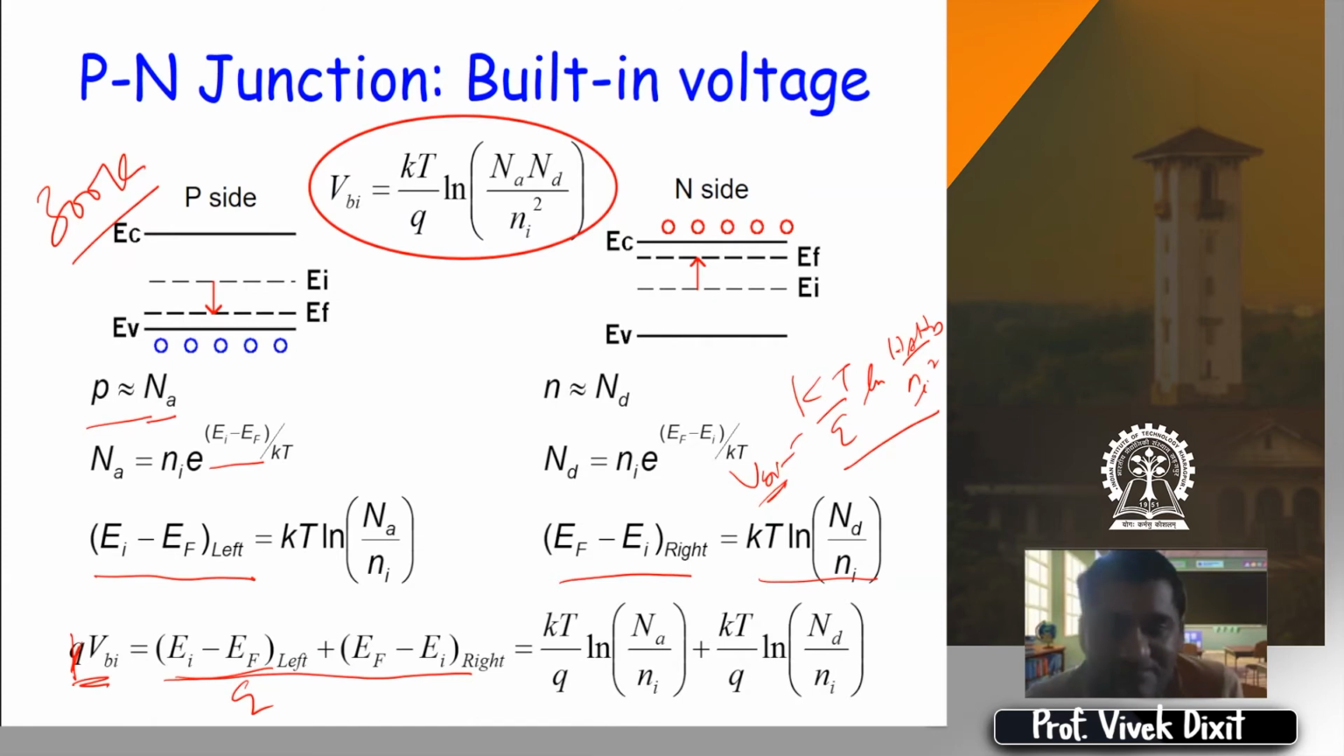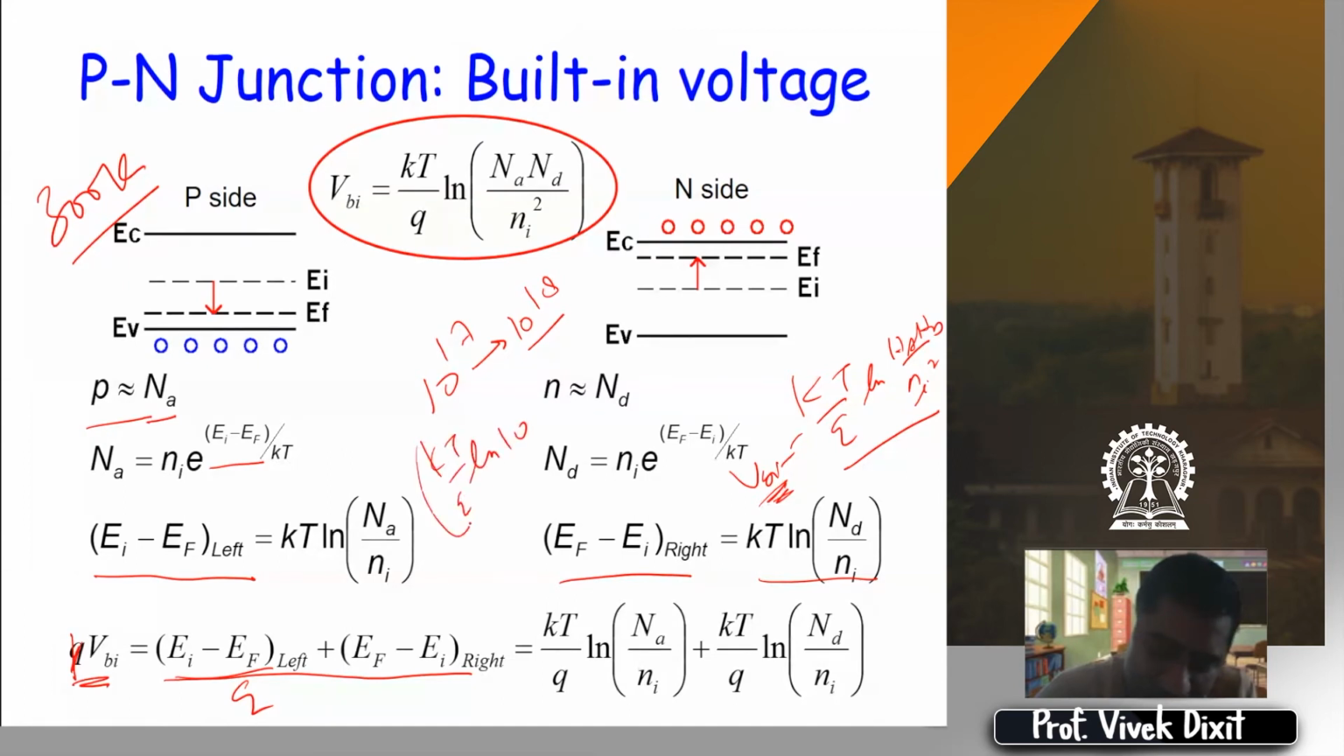So let's say from 10 raised to power 17 doping, we make it 10 raised to power 18 doping. So this will change by a factor of 10. You can take this factor of 10 out and just write plus log 10. So if you change by 10, how much will VBI change? VBI will change by kT by Q log of 10. Now kT by Q is 26 milli electron volt times log of 10. What is log of 10, base e? E is 2.71, so it is around 2.3. So 2.3 into 26 gives around 50 to 70 milli electron volt.